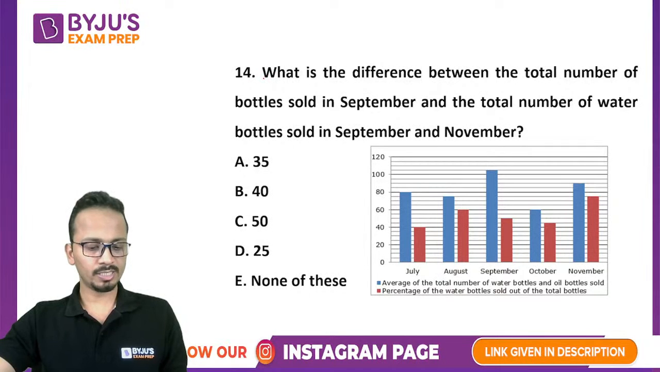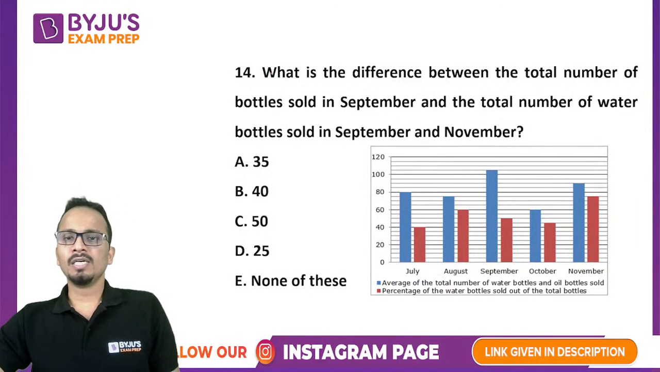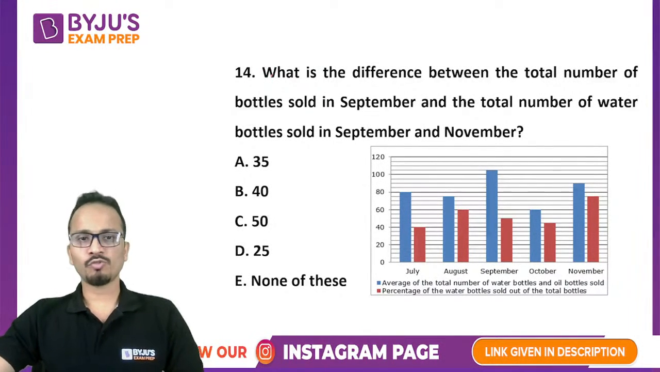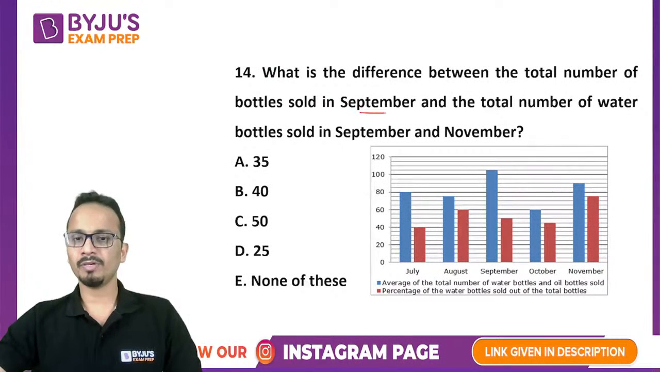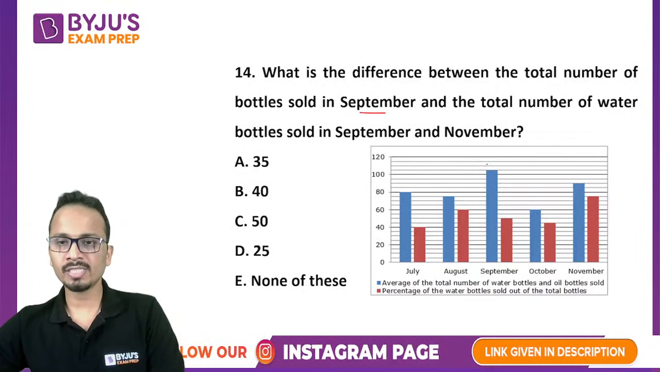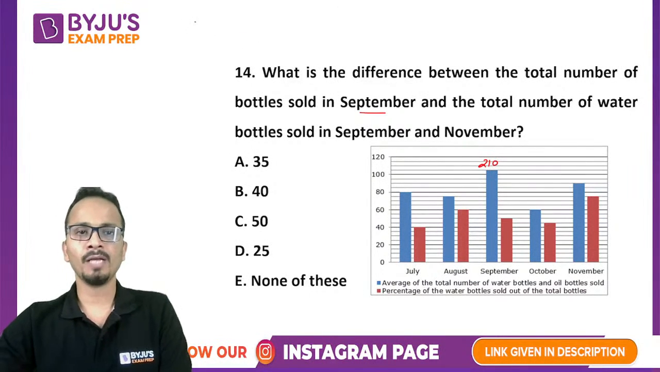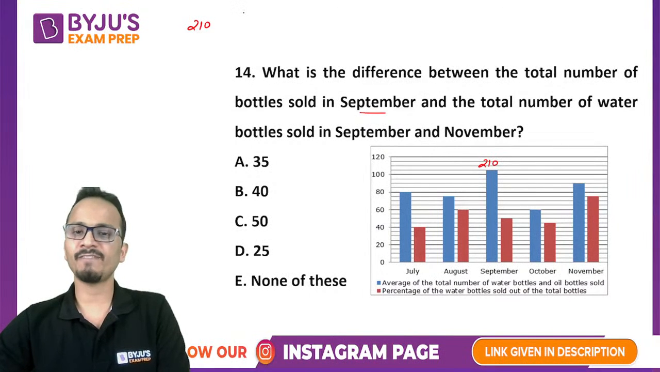Okay, so let's do the calculations. I need to find the difference between two numbers. The first of them is the total number of bottles sold in September. So the number of water bottles sold in September, 105 into 2, that is 210. So 210 is the first number.